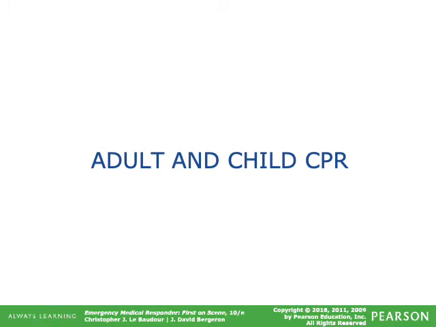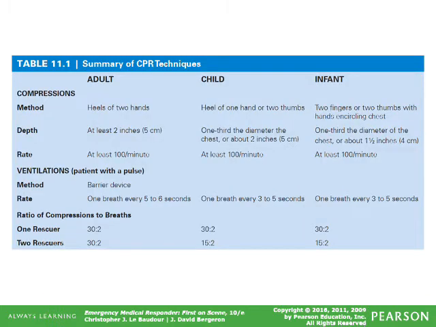Alright, adult and child CPR. This is table 11.1. It's going to be found in your book. I'm not going to go over this entire table, but I'm going to hit some high points. You're going to need to study it in your book for the finer details. So adults, 30 to 2. Depth is going to be at least 2 inches.